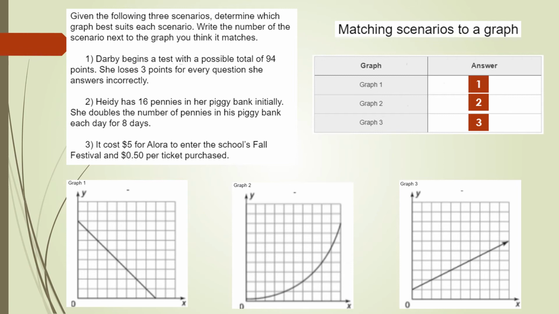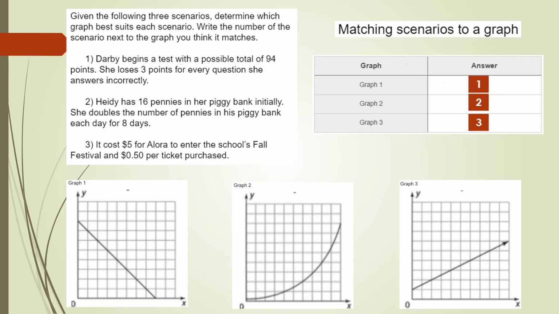So graph number 1 goes with real world scenario number 1. Notice that this is a linear graph. It is decreasing. You're starting with 94 points and you're going down by 3 points every single problem that you miss. So graph number 1 matches scenario number 1.